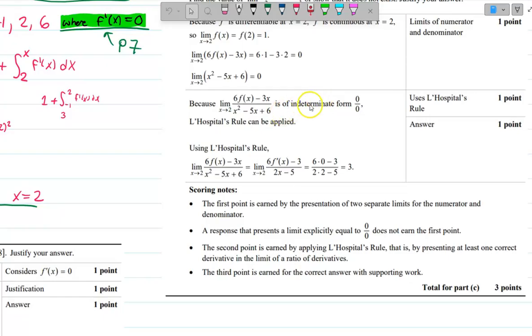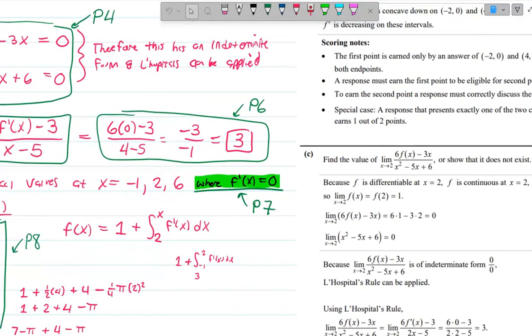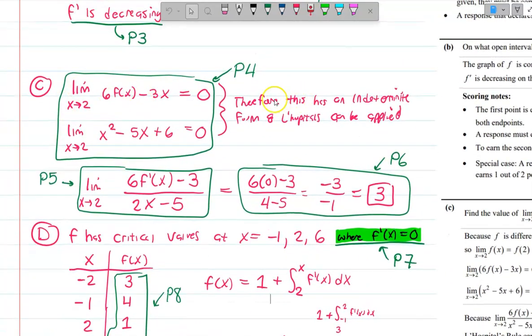So you can say it is of indeterminate form like this, but a response that presents a limit explicitly equal to 0 over 0 does not earn the first point. So really, really important, and we've talked about that a lot. So I wrote a little blurb that says, okay, indeterminate form, L'Hopital's can be applied. The actual L'Hopital's rule process of writing the new limit would be your fifth point, and then any of these numerical evaluations, whether it be this first form, this unsimplified fraction, or this 3, that would earn you 0.6.